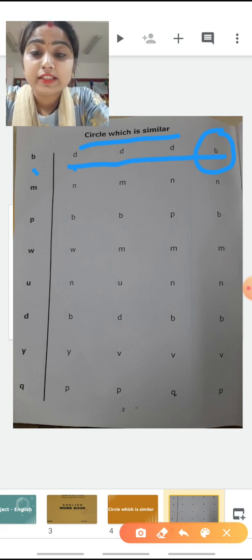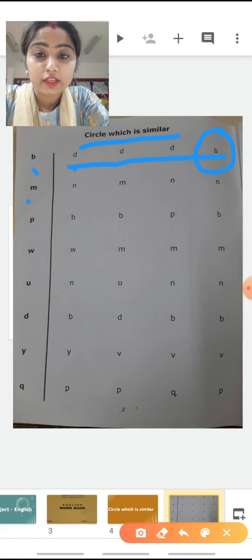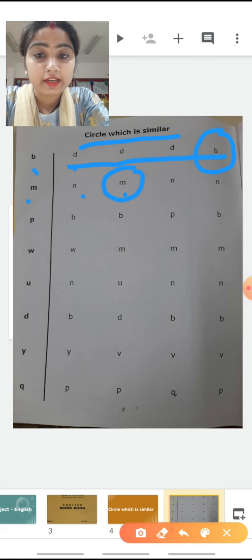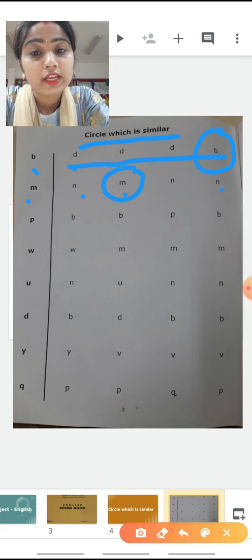Now our next alphabet is M. In front of M, what are the alphabets which are given? N. Is it similar? No. M. Is it similar? So we are going to circle M. Then again it's N, not similar to M. Then again N, also not similar to M. So we have circled M because it is similar to M.